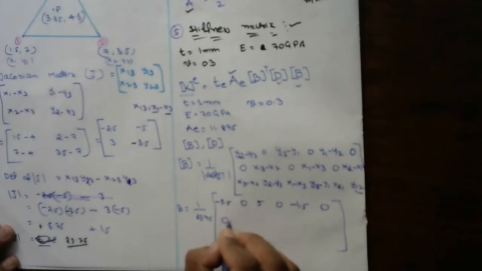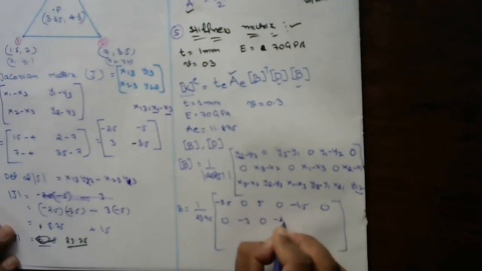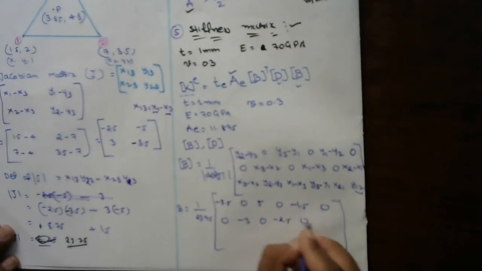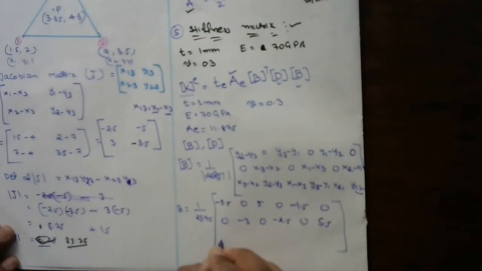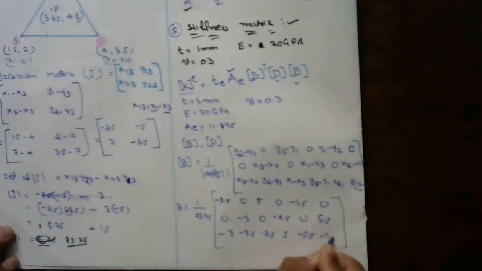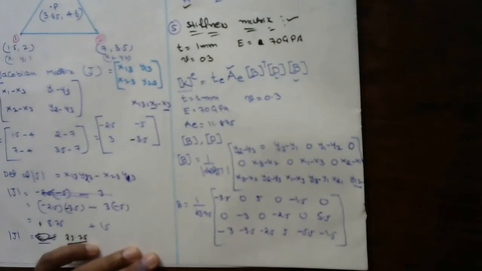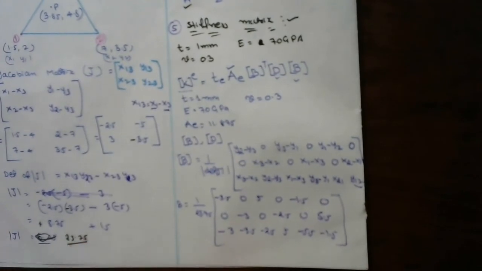Similarly, I would like to finish each and every row. So the second row is equal to 0, minus 3, and 0, and minus 2.5, and 0, 5.5. And similarly, the third row can be read as minus 3, minus 3.5, minus 2.5, and 5, and minus 5.5, minus 1.5. Because I know each and every x value as well as y value, you just have to substitute that there. Therefore, you're going to get this matrix. So this is the B matrix.